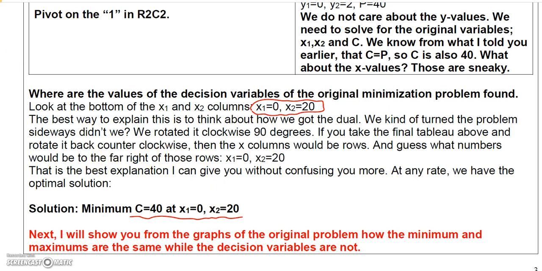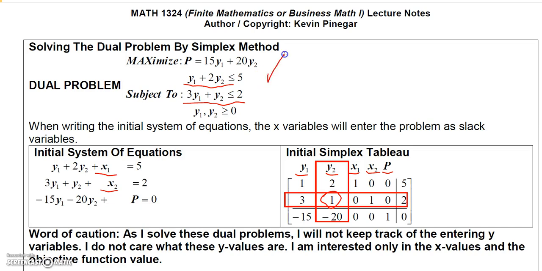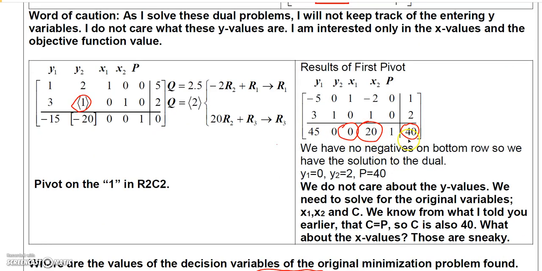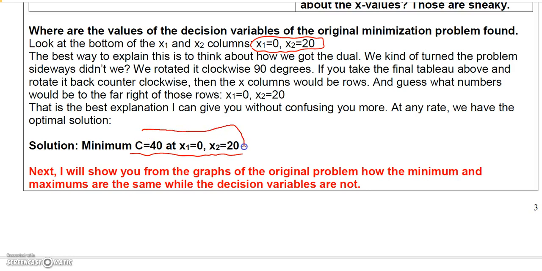And so that's how you solve problems by the dual method. So what we're really doing is using this dual problem right here and solving this dual problem. But when we solve this dual problem, it's going to give us the maximum value for p, which turns out to also be the minimum value for the variable in our original problem. And then of course to get the x values you just look at the bottom of these two columns. So it just turns out that the original problem and its dual are related in that fashion.